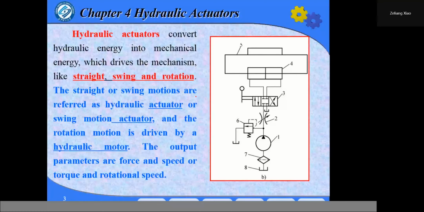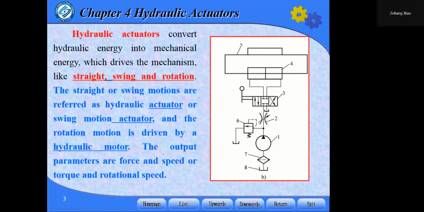The stretch or sway motions are referred to as hydraulic actuator or sway motions actuator, and the rotation motion is driven by a hydraulic motor. The output parameters are force, speed, or torque, and the rotational speed. Include four parts.